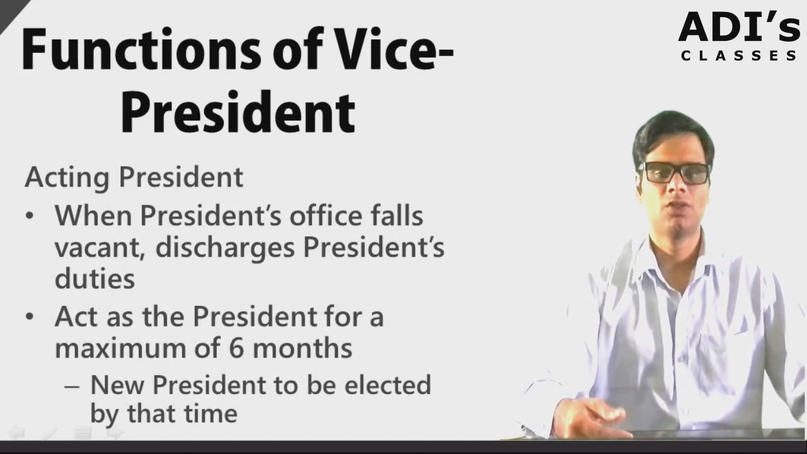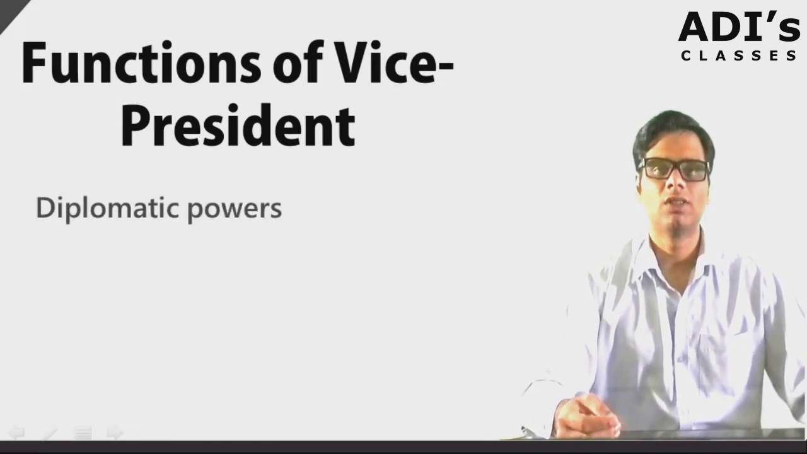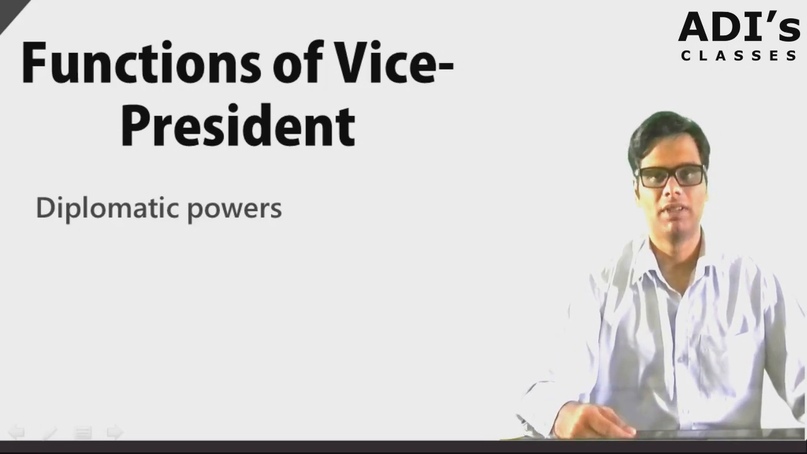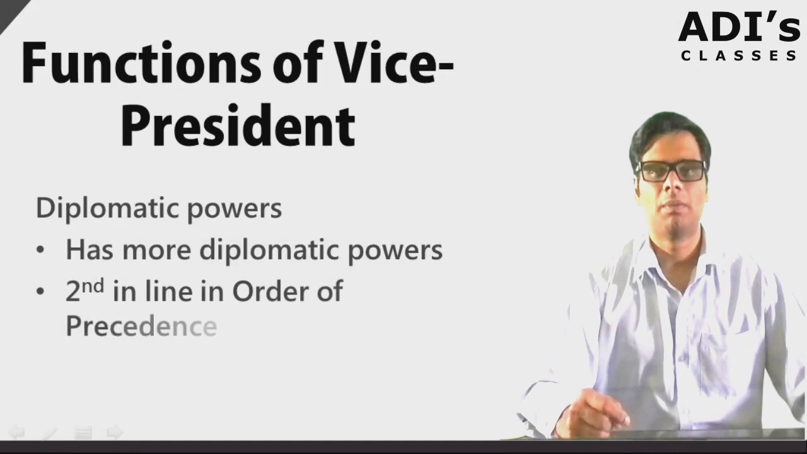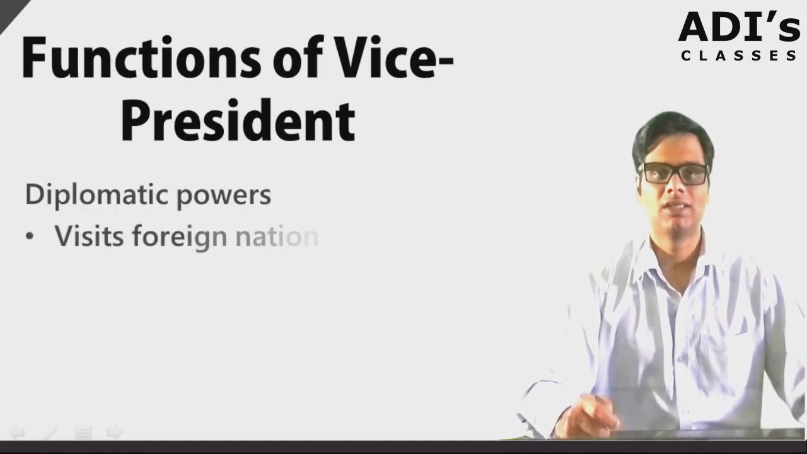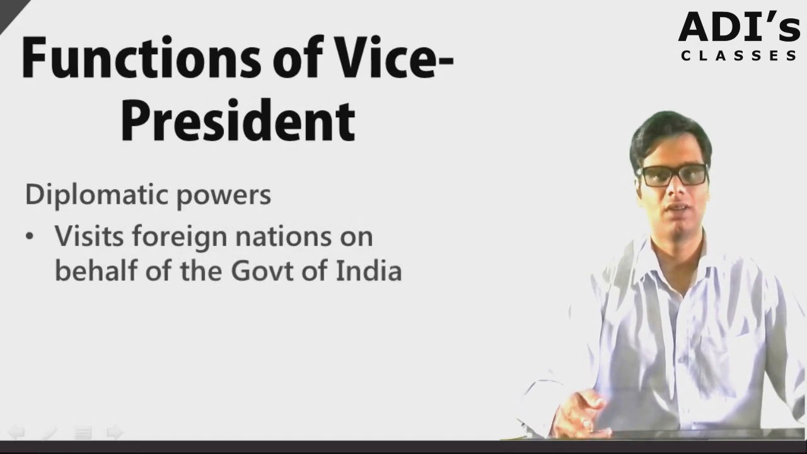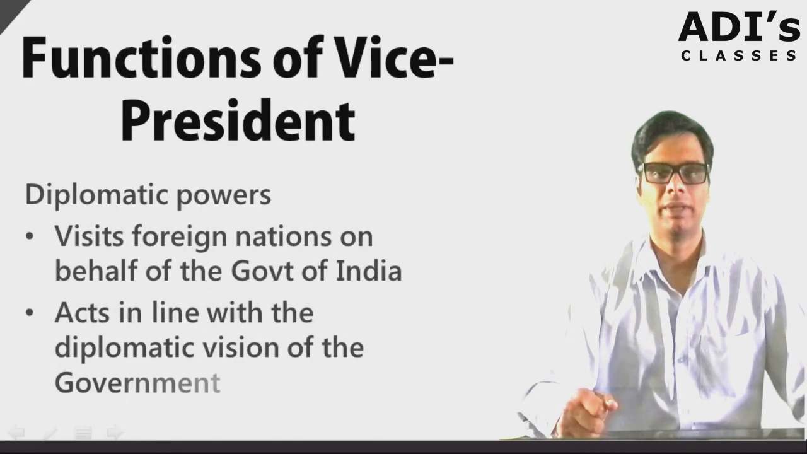In addition to these two functions, the Vice President also has certain diplomatic powers. The Vice President also has wide diplomatic powers. He is second in line in the order of precedence. He is a powerful symbol of the Indian government. He visits foreign nations on behalf of the government of India and acts in line with the diplomatic vision of the government of the day.